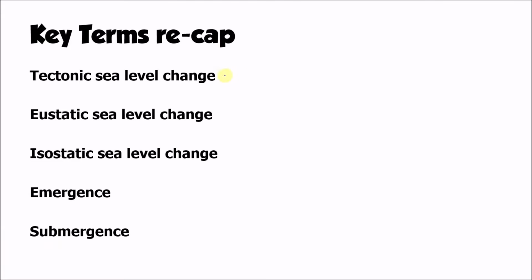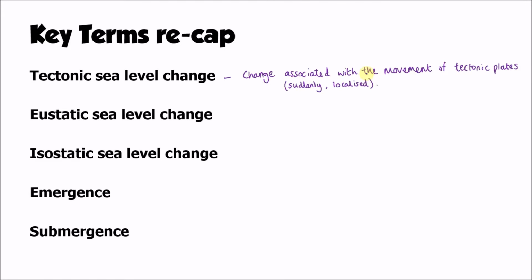So the first one then, tectonic sea level change. This is a change in the sea level, that could be a rise or a fall, associated with the movement of tectonic plates. So perhaps following an earthquake, we might see an area rising or falling as a result of changes in the ground level. This tends to be quite sudden, as in literally a few seconds for an earthquake to happen, and it tends to be very localized in its extent, so it's only affecting quite a localized area.